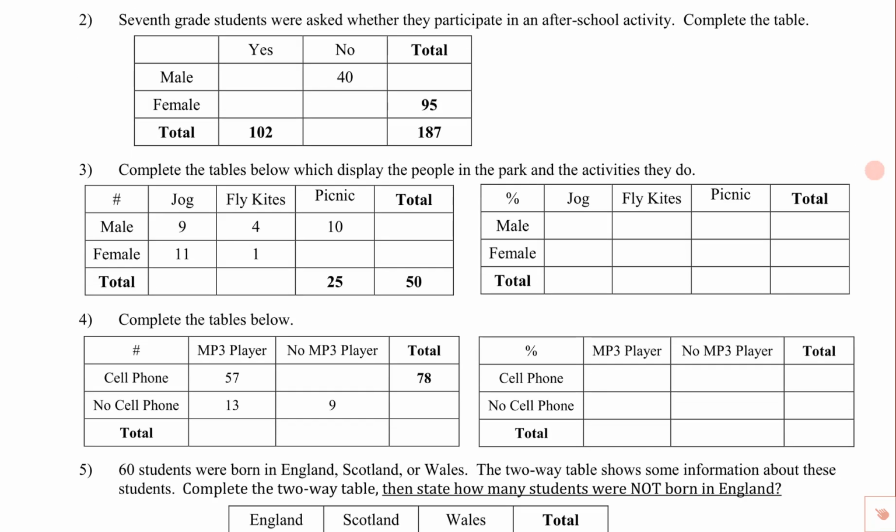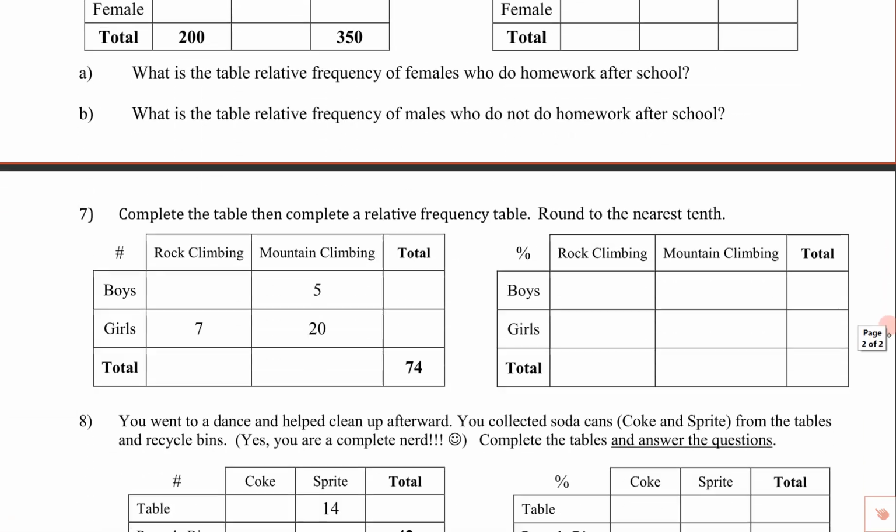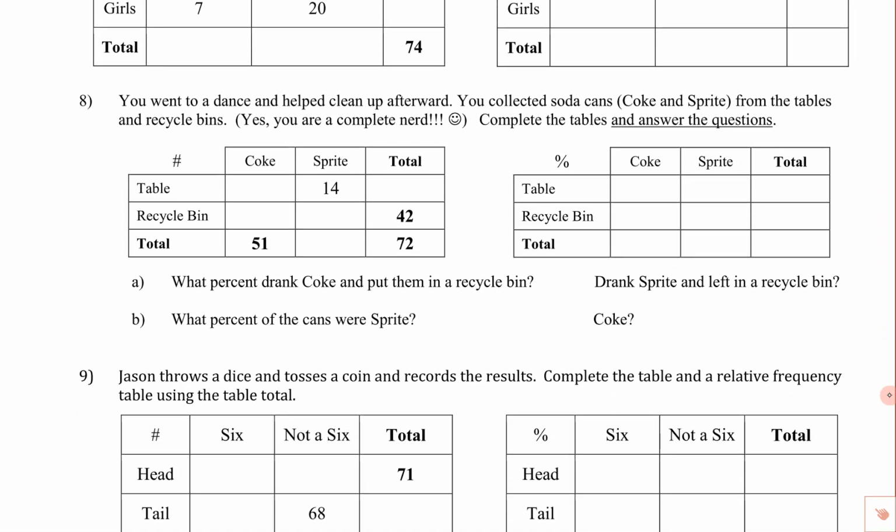Some you have to make a frequency table and a relative frequency table. So we're going to flip over here and take a look at number 8. Now, number 8 is kind of an interesting problem. It's a little on the crazy side.